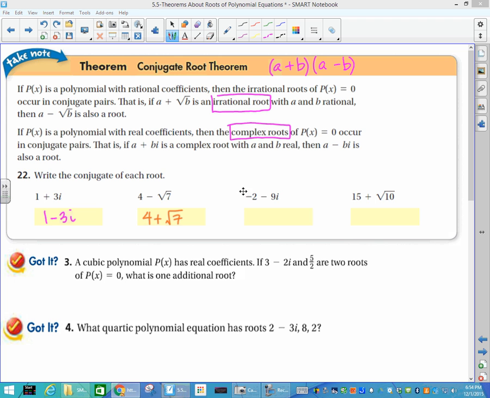If I have negative 2 minus 9i, you only change the second one, then I'll have negative 2 plus 9i. And if I have 15 plus the square root of 10, I'm going to have 15 minus the square root of 10. So we just wrote the conjugate, but you just know every time you have one of these roots, whether it deals with an i or a radical, you will have both of them as roots of your polynomial.